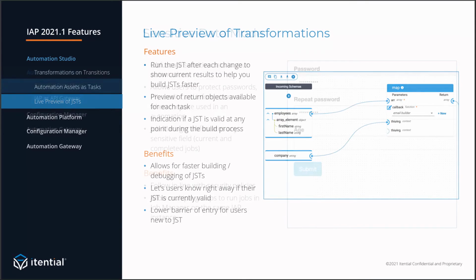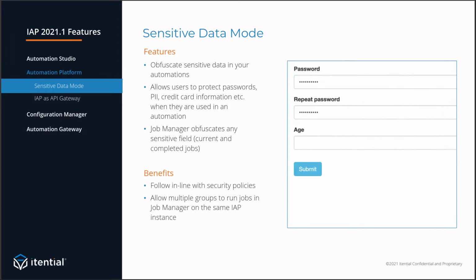And with that, we can move on to the automation platform, because there are two things that I want to highlight that will prove really useful, I hope, to you as well. One is the sensitive data mode. What we can do now in IAP 21.1 is obfuscate any data from Job Manager or from JSON forms.